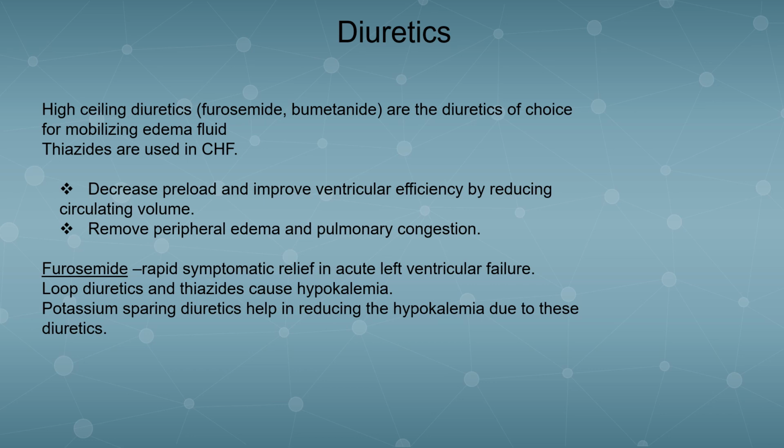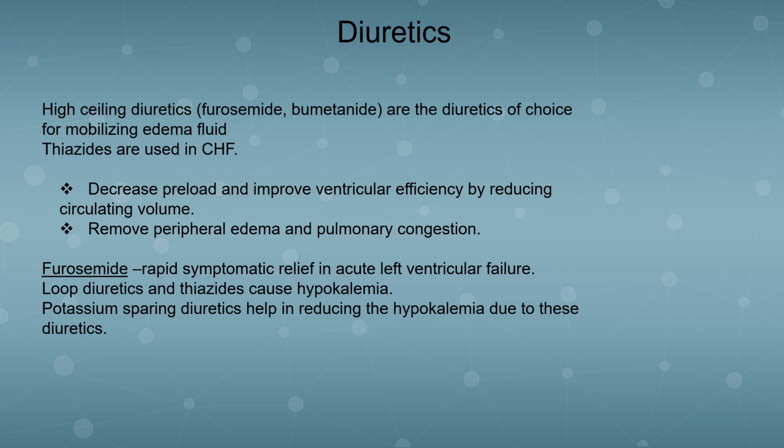You already have dealt with this topic of diuretics, so we'll not go into the detail. Just the role of diuretics in CHF is to decrease the preload, to improve the ventricular efficiency, and to remove the peripheral edema and congestion, whatever is present. Furosemide provides rapid symptomatic relief even in acute left ventricular failure. It is a high ceiling diuretic. Loop diuretics and thiazides, all these drugs, cause hypokalemia. That is the adverse effect of these diuretics.